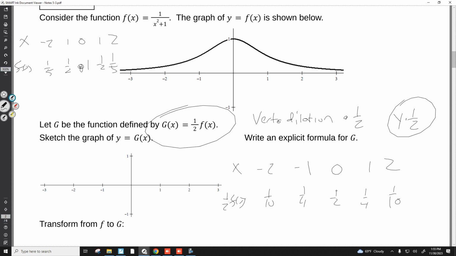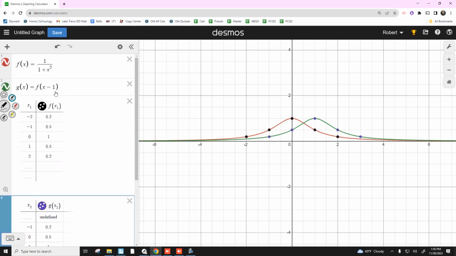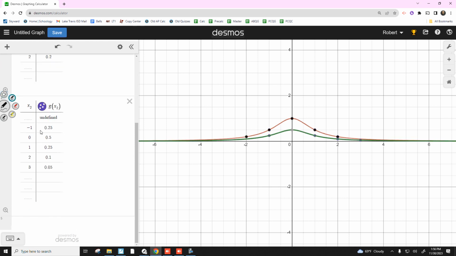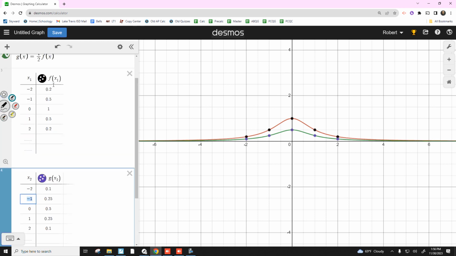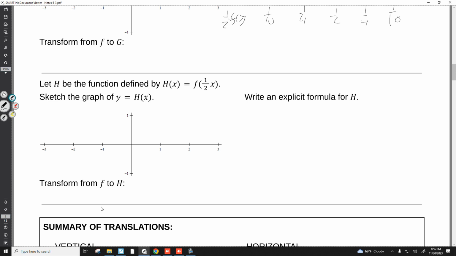It's very easy to do if you're just going off of points. If you know verbally what the transformation is, you can convert it into what you would do to the points. You can see this if I have 1/2 of f of x: my point 2 became 0.1, 0.5 became 0.25, 1 became 0.5. Look, it's perfect, right? What we're expecting.